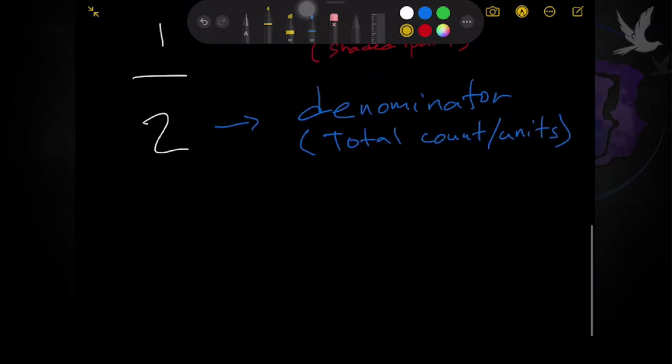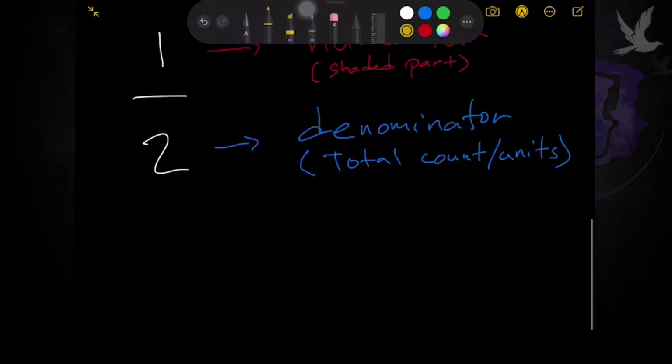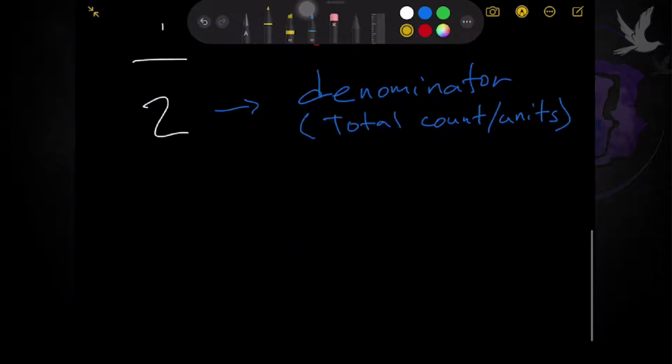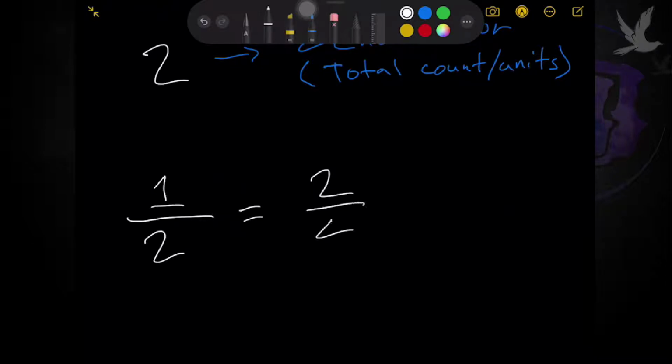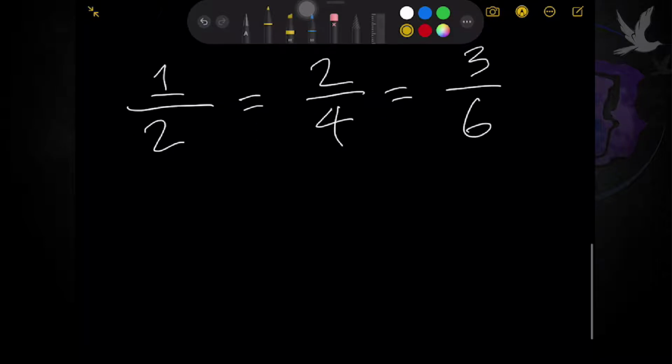Just to let you know, there are times that fractions may have different values for numerator and denominator, but they are actually the same. What do you mean by that, Teacher Mark? For example, 1 over 2 is actually the same as 2 over 4, and 2 over 4 is actually the same as 3 over 6. Now, I will explain how they are the same.